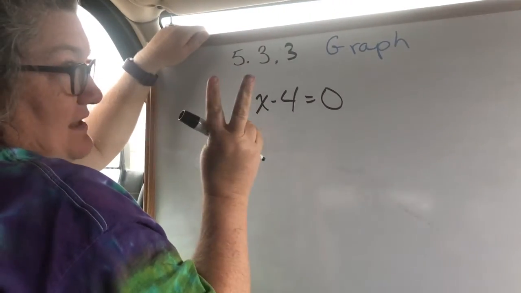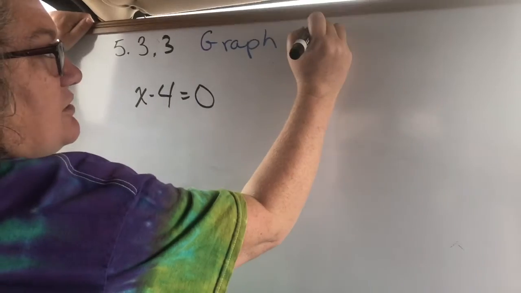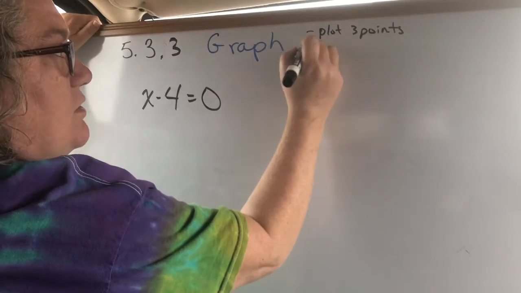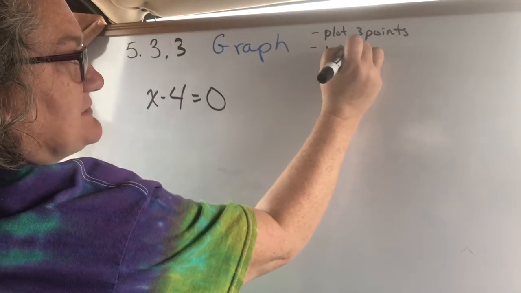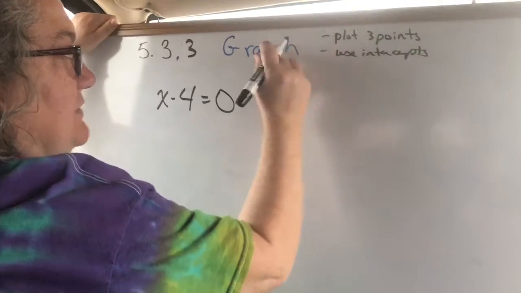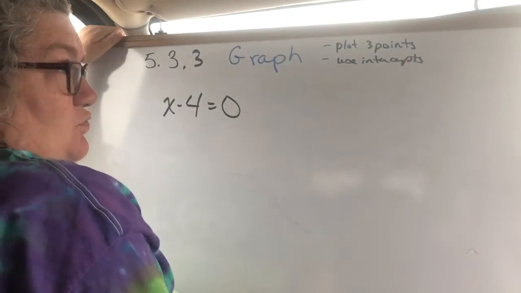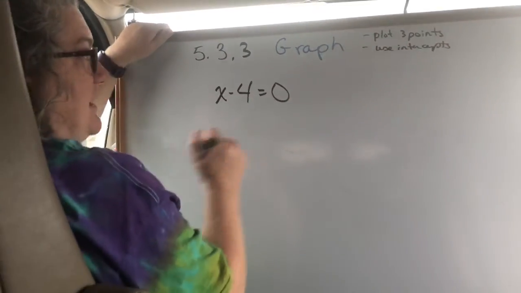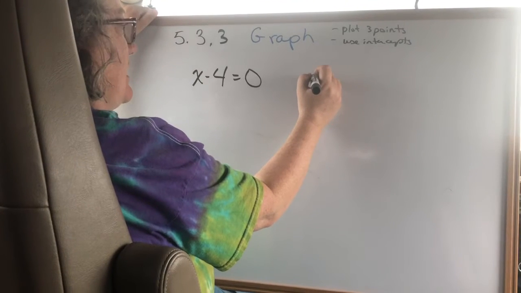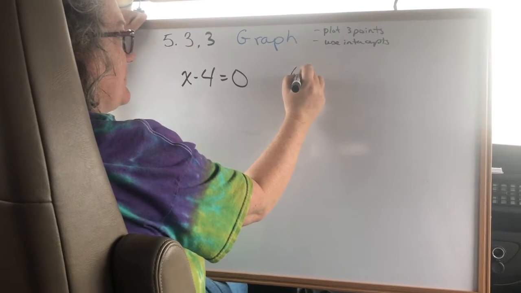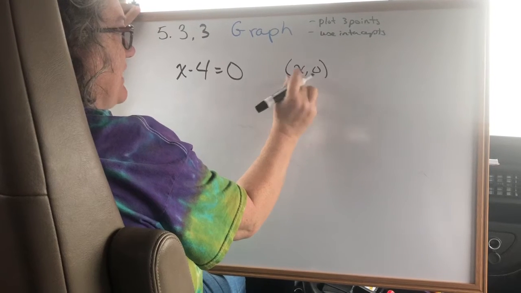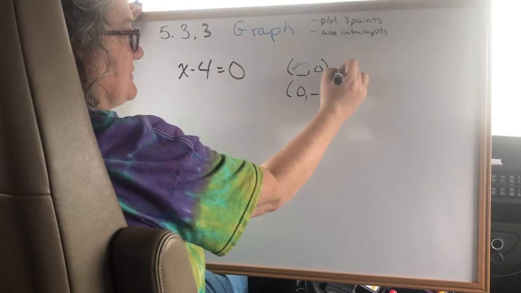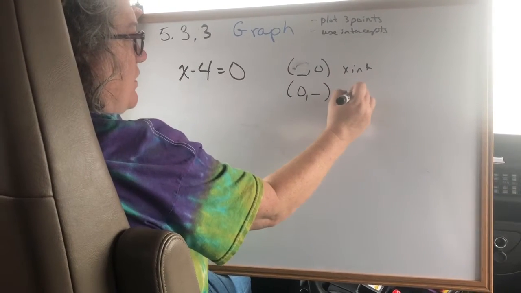So far, we only know two methods. We can either plot 3 points, or we can use intercepts. So either way, if it says graph, you choose whatever method you want. So here I'm looking at this and I'm like going, let's use our intercepts. Intercepts mean that we're going to have an x and a 0, and a 0 and a y. So this is our x-intercept, and this is our y-intercept.